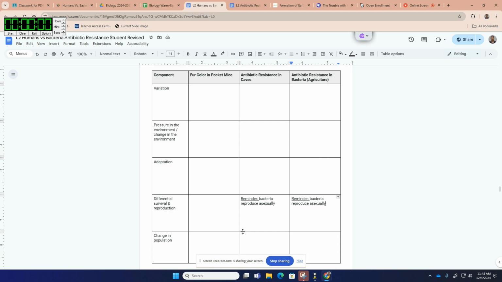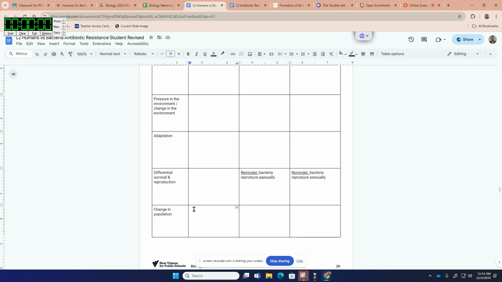So then how does that change the population? Well, very simply, it creates more black babies and more resistant offspring as well in the farm. So they just create more of those surviving traits when they reproduce, and that causes a change in the population.